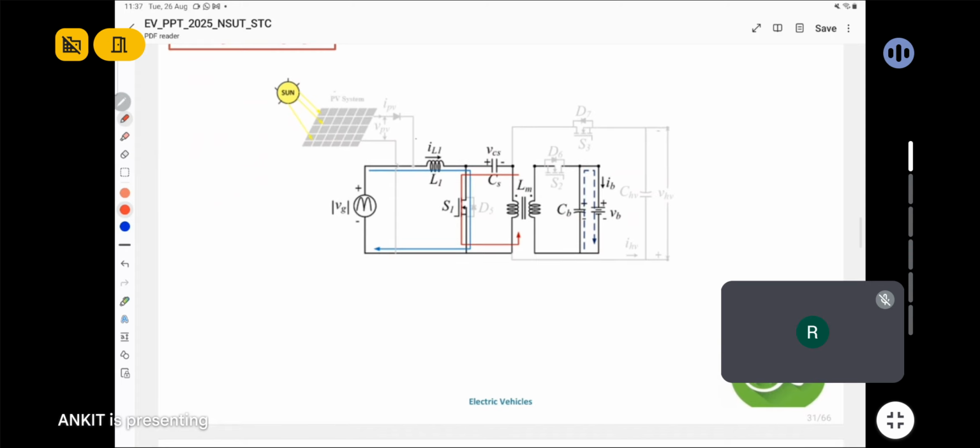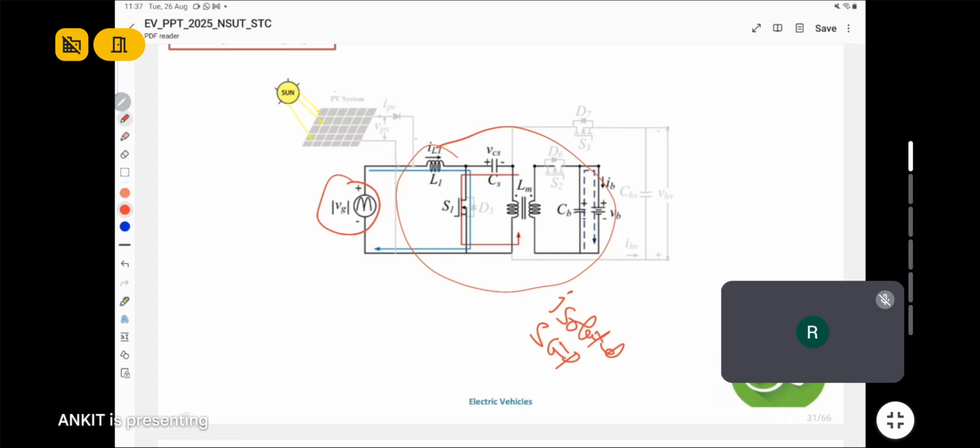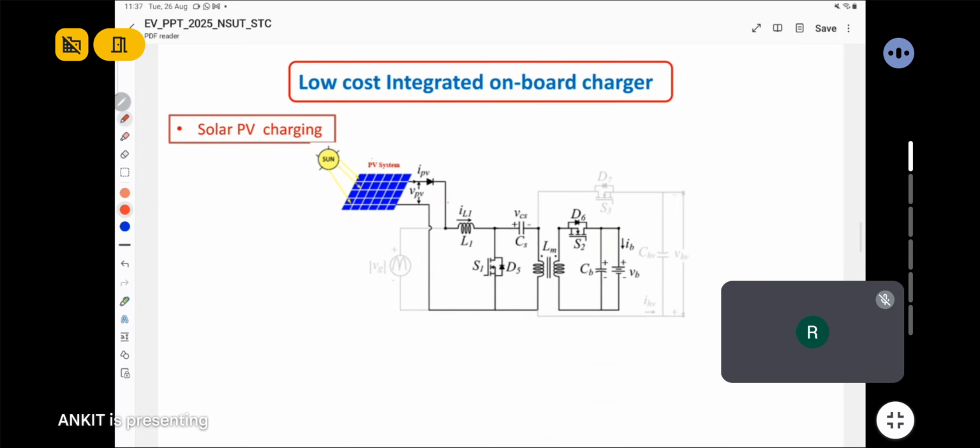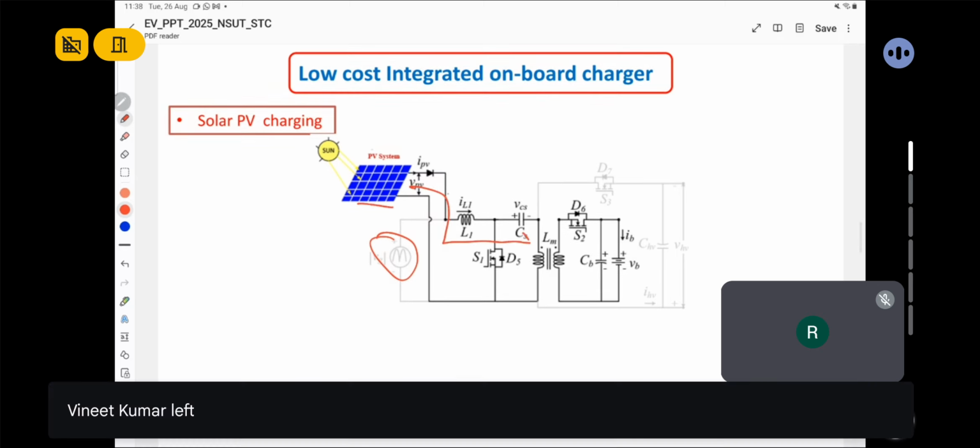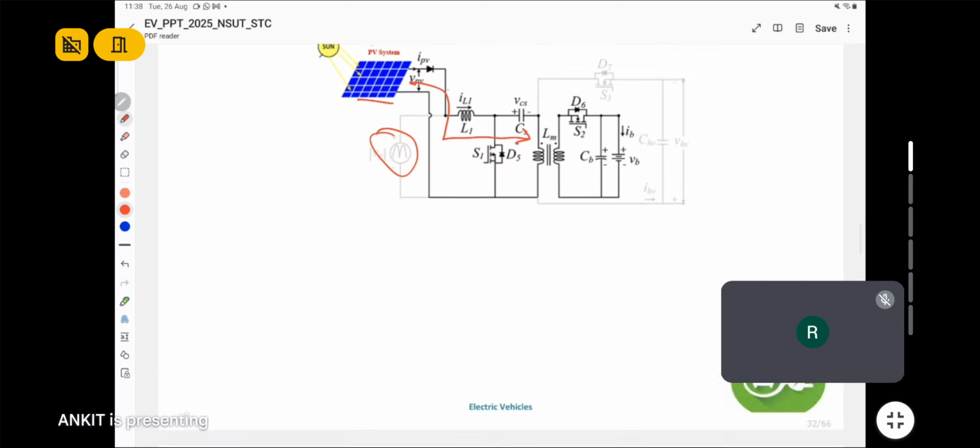You can see here only the grid, the rectified voltage. I have directly drawn it, removing the diode part. After the rectification, this converter behaves as the isolated SEPIC to charge the battery. And when the grid is not there, solar PV is used to charge the battery.